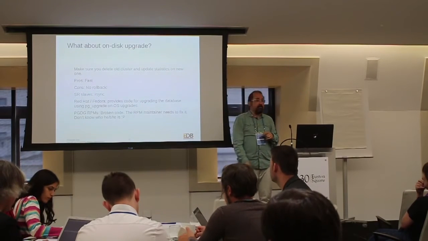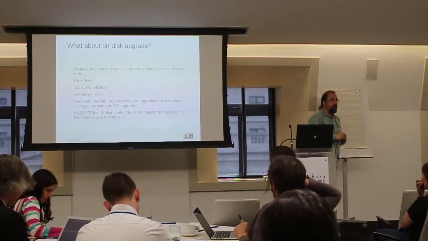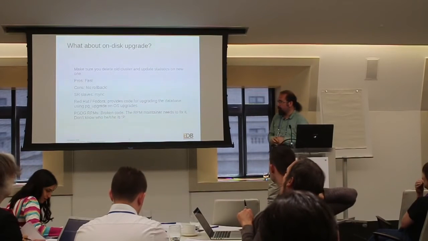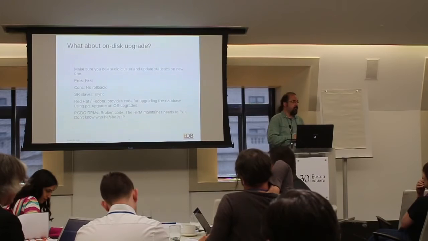Okay. For the community RPMs, the RPM maintainer, the lazy guy, needs to fix it. I don't know who it is, but he needs to fix the RPMs first. There is supposed to be an upgrade path, but it's broken. So don't use the upgrade code in the PGDG RPMs.